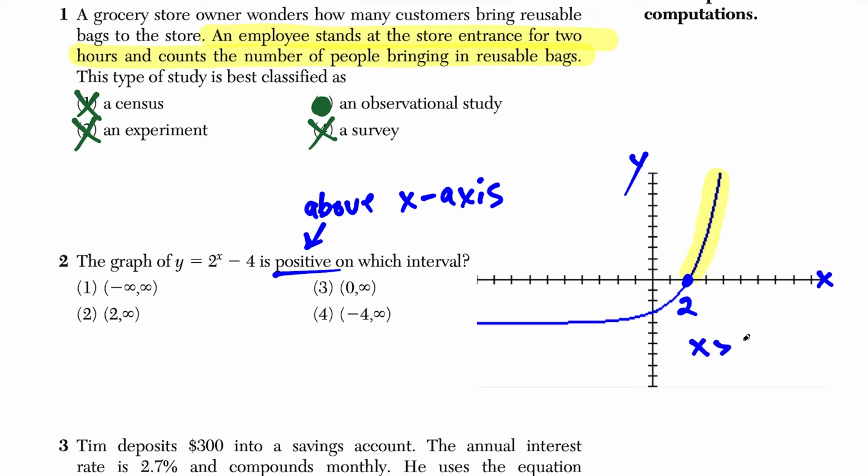When x is greater than 2, the y values are greater than 0. But how do we write this in interval notation? X is greater than 2 is true when we are talking about x values that go from 2 to infinity. So when x is on the interval from 2 to infinity, the graph is positive. Choice 2 is our answer.